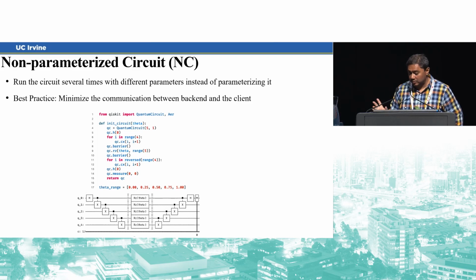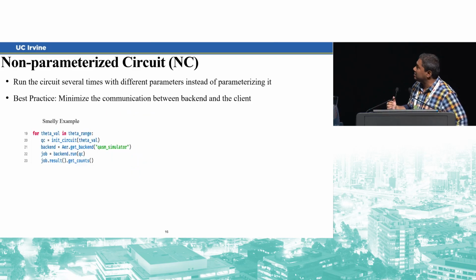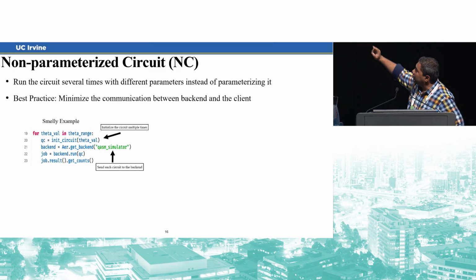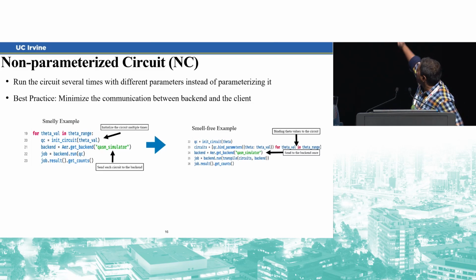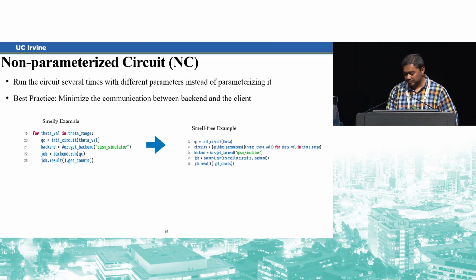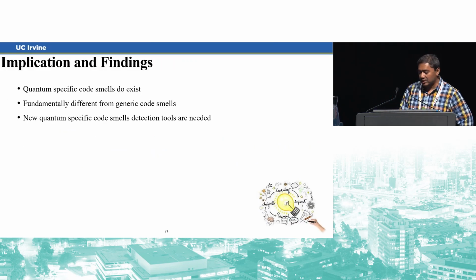So once you have this circuit, that's when we can look for the smelly examples. This is one smelly example, and if you pay attention, you'll see that we are calling the circuit, the function that I just showed you, inside a for loop again and again and again, right? So it's not the optimized way. Whereas what you can do is the binding and then call that circuit just once, or communicate with the backend only once instead of going back and forth. So that's non-parameterized circuit.